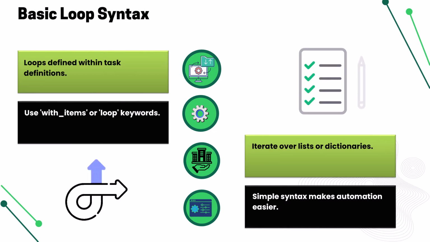Let's get technical. How do loops actually work? In Ansible, loops are defined inside tasks using either with items or the newer loop keyword. They can iterate over lists, dictionaries, and more. The best part, the syntax is simple, so even if you're just starting, you'll get the hang of it in no time. Stick around and I'll show you how easy it is.